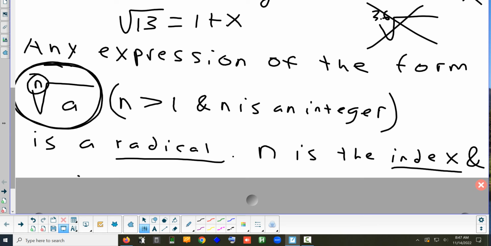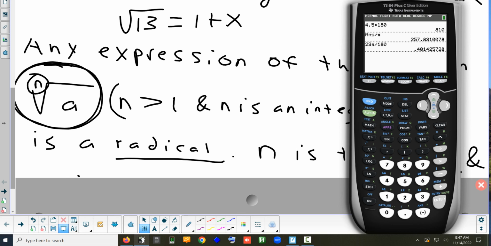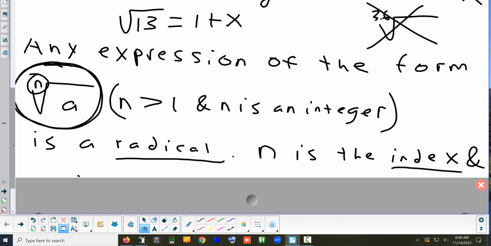That number that you put on the outside of the radical symbol, that's called the index. The index just tells you what kind of root you're doing. Is it a square root? Is it a cube root? What kind of root is it? And I'll show you on the calculator how you can type in these different roots. The most common root is a square root, and there's a button for that. But if you want to do roots other than that one, you need to type it in a certain way.